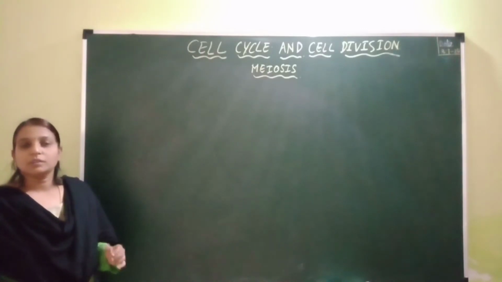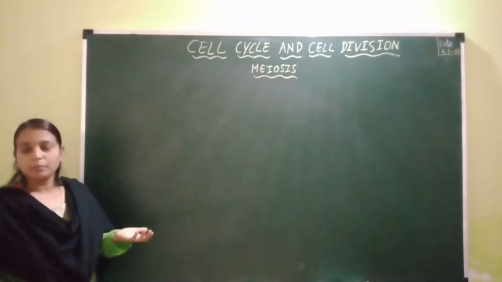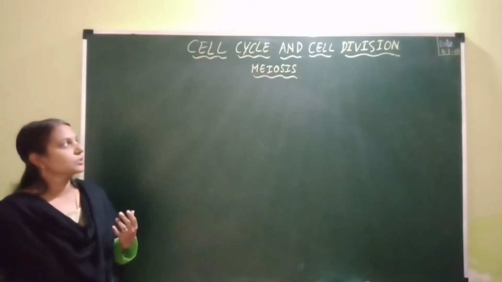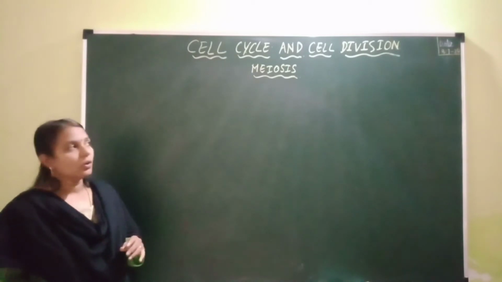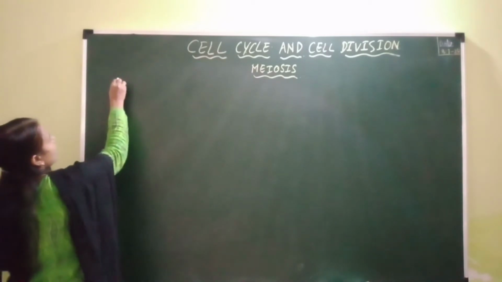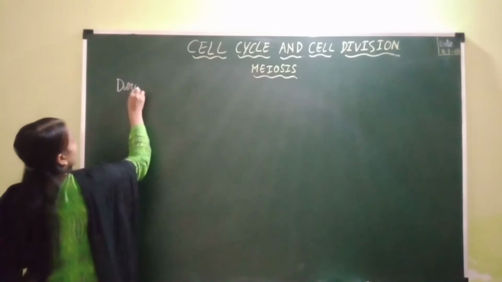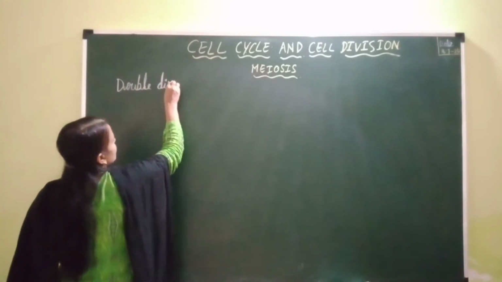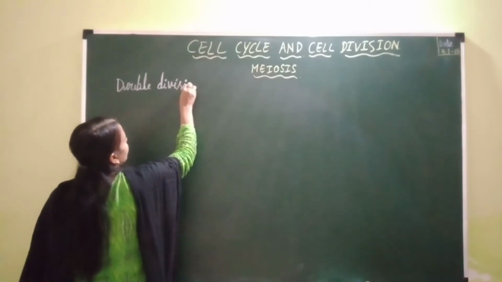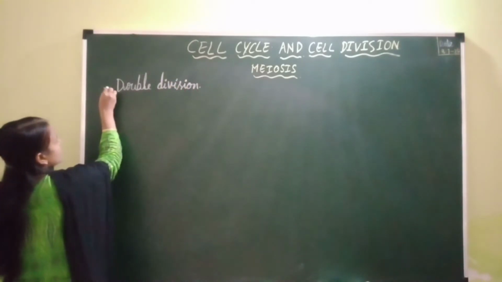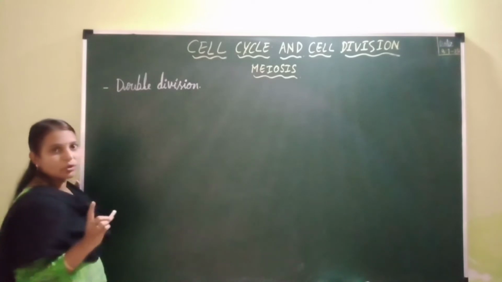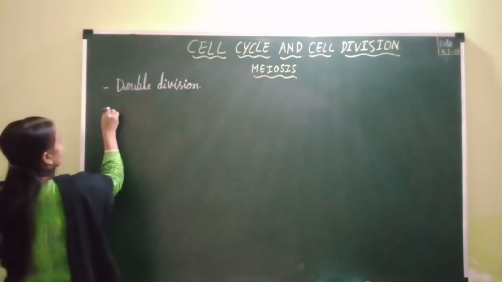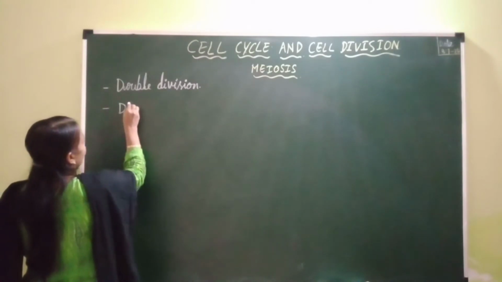Hello students, in the previous videos we studied mitosis, that is equational division. Now we are going to start with meiosis. Meiosis is a double division, and it occurs in diploid reproductive cells. Double division because it involves two divisions, that is meiosis 1 and meiosis 2.